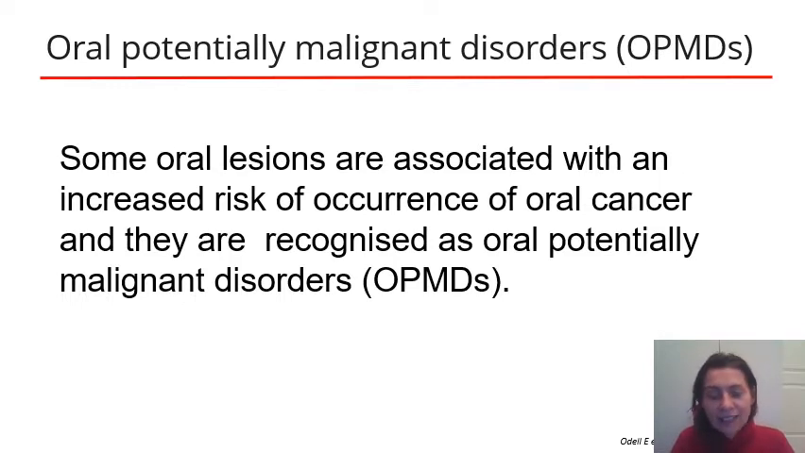More than 6 decades ago, it was observed that some oral lesions are associated with an increased risk of occurrence of oral cancer. These lesions were first named premalignant lesions or premalignant conditions, but the term accepted nowadays is oral potentially malignant disorders.